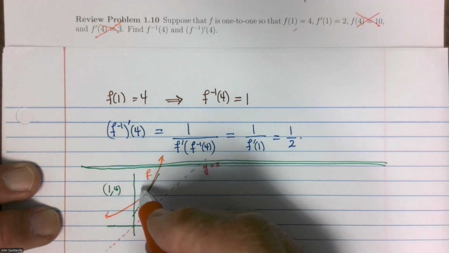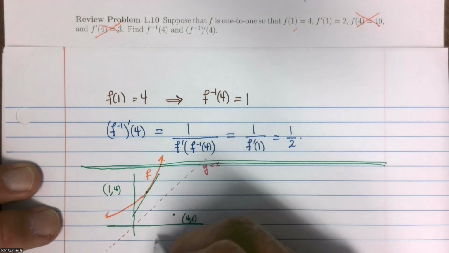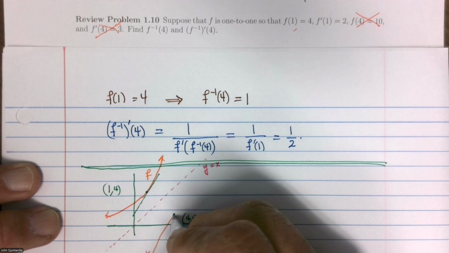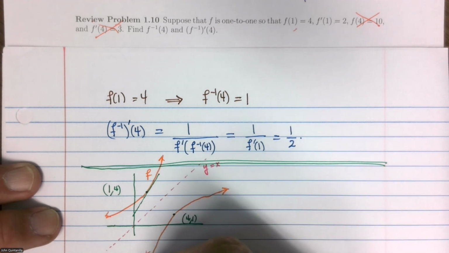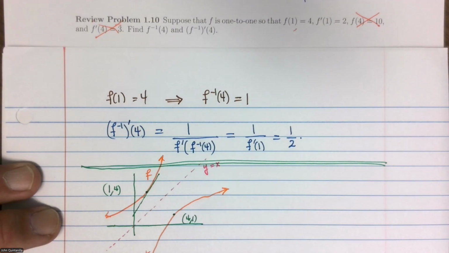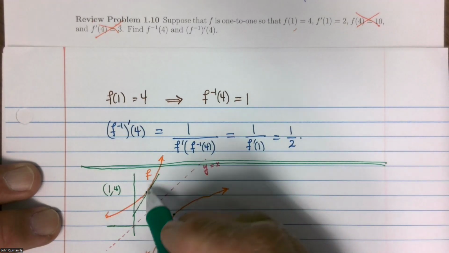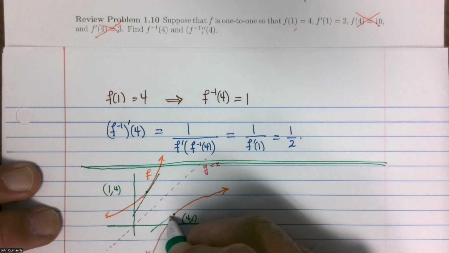And this graph in orange is probably going to go something like this. Again, this doesn't have to be perfect. I'm just trying to sketch the idea of what happens. Okay, now what happens to the tangent line? The tangent line will go like this now.